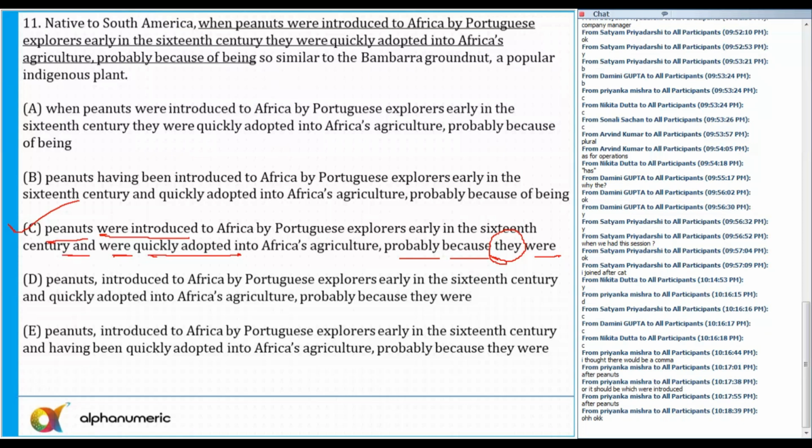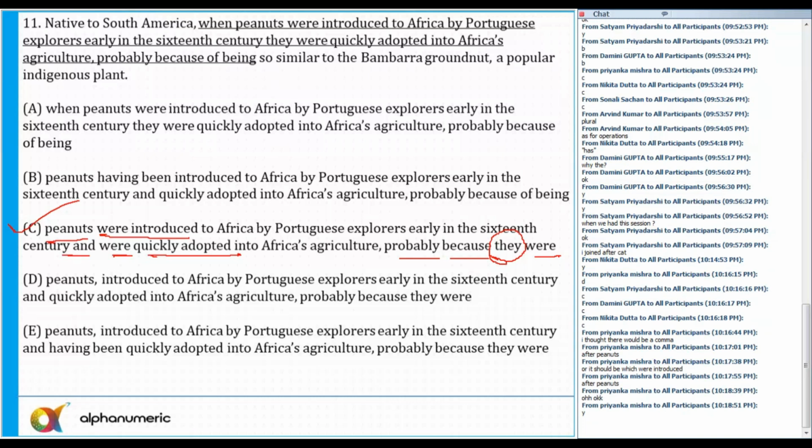So the answer for this question is going to be C, 11. Did you understand why? Again, modifier. The problem is that of the modifier over here. The modifier is misplaced. It is not the time that is native to South America. Not the time when peanuts were introduced to Africa, that is not native to South America. It is the peanuts themselves that are native to South America. So again, modification error.